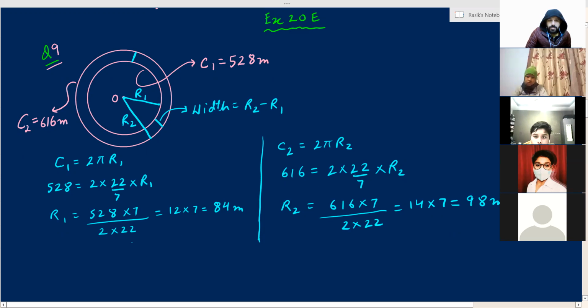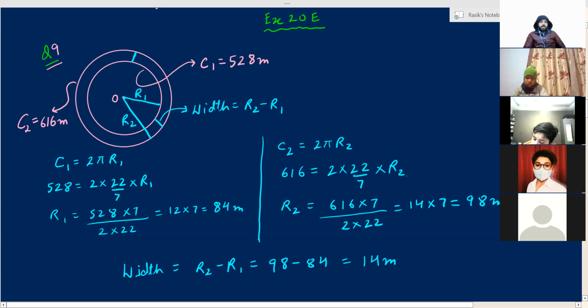Now we have got both the radii. Now we will find the width of the track. Width is equal to R2 minus R1. Simple: 98 minus 84. This gives you 14 meters. So the width of the track is 14 meters. The track is 14 meters wide. Understood, everyone? Yes, sir. Very good.